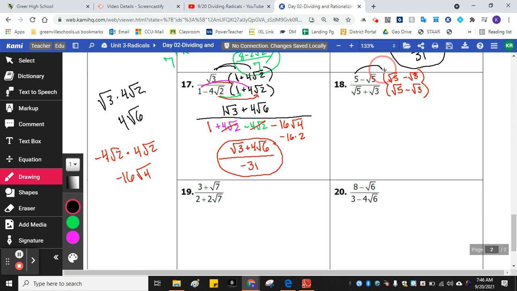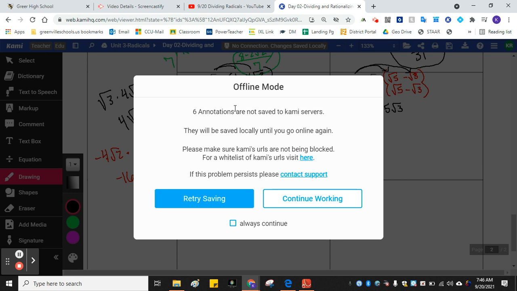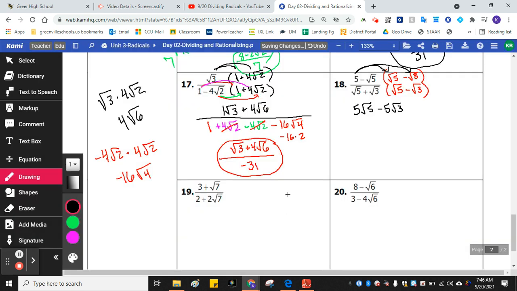Okay, so 5 times the square root of 5 is 5 square root 5. 5 times the square root of negative 3 is negative 5 square root 3. The 5's on the outside, the 3's on the inside. Can't multiply them. Continue working. Square root of 5 times square root of 5 is square root of 25. Negative times negative is a positive. Square root of 5 times square root of 3 is square root of 15. No idea how we're going to simplify that in a minute, but we will.